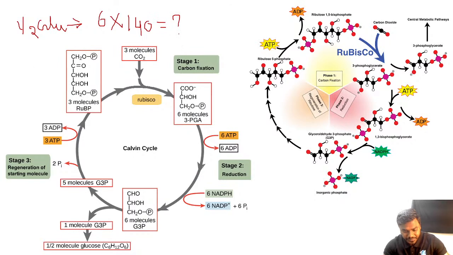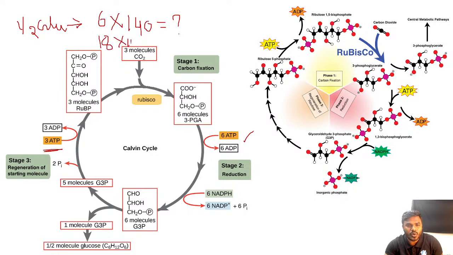And where most of the students will get confused is, when I ask about half a molecule of glucose, 90% of the students will think that we are spending only 6 molecules of ATP. This is a wrong statement. We are not using 6 molecules for half glucose. We are using 6 plus 3, 9 molecules of ATP. So for half glucose 9 ATP, then for 1 glucose 18 ATP.